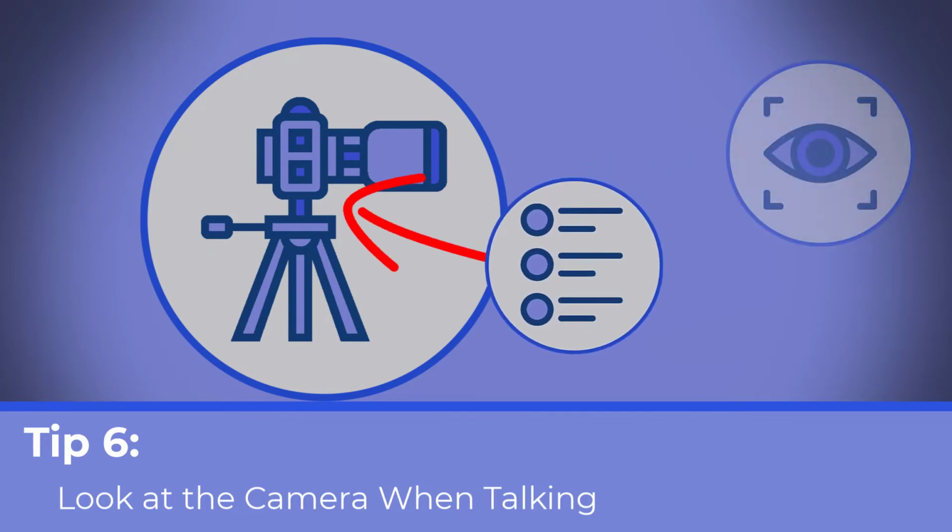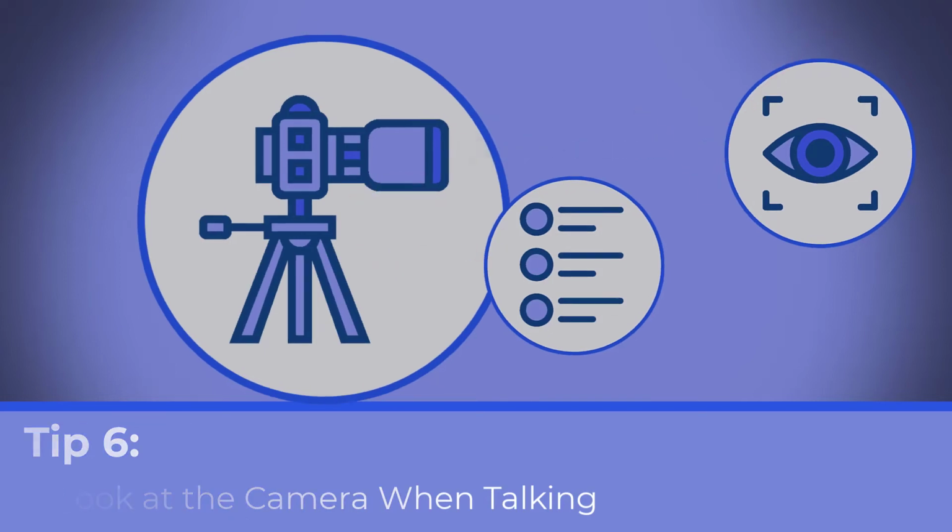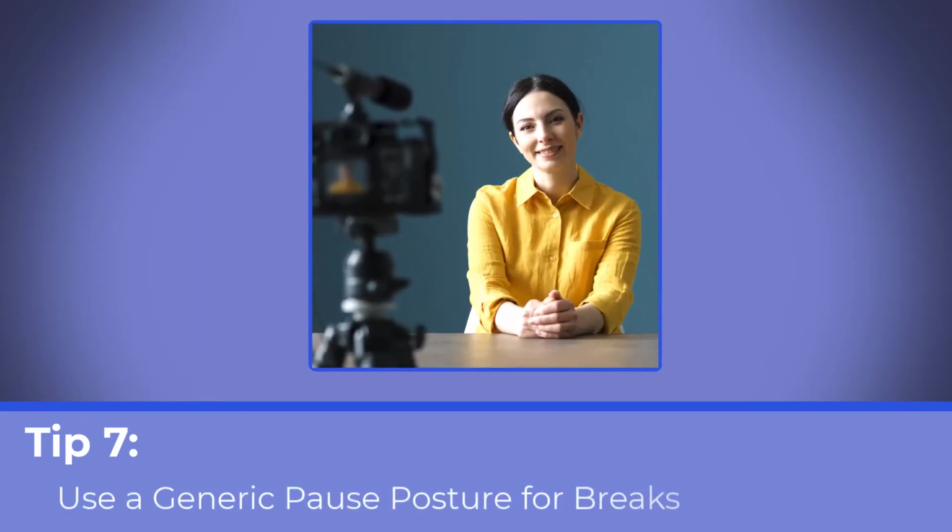This way, if I feel like I need to look at my notes, my whole head doesn't turn and shift and my attention doesn't look like it's gone away, but rather my eyes just do a quick dart down, and overall it still looks like my head and face are facing the camera, so the essence of eye contact is still there. Tip 7. Think of a generic posture that you can circle back around to.